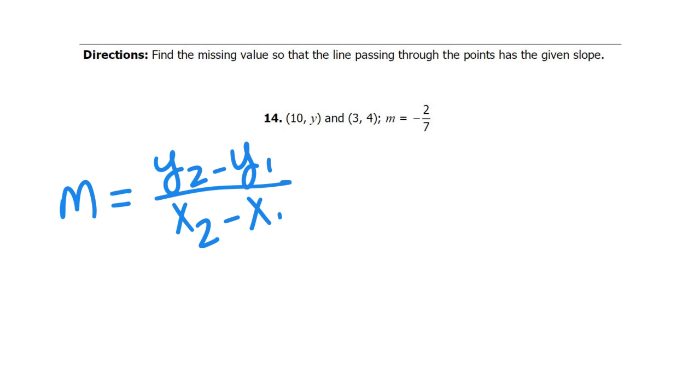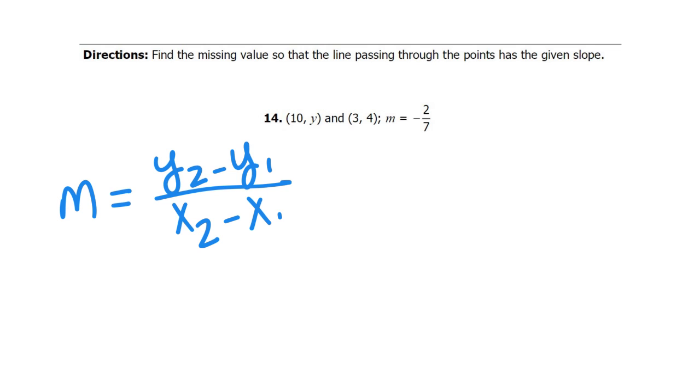Hey guys, we're going to talk real quick about how to find a missing coordinate given the slope, using the slope formula. So let's get into it. So here's the question in detail. The request is find the missing value. The line passing through the points has a given slope.